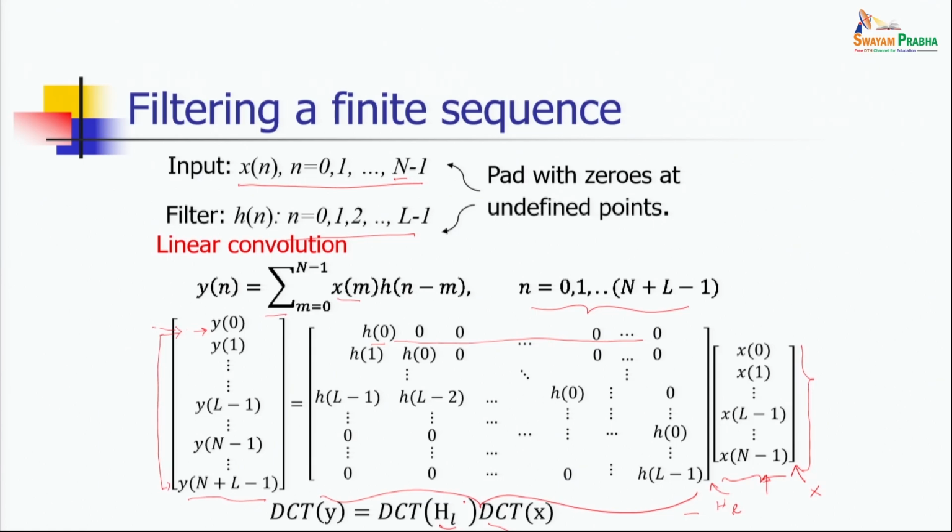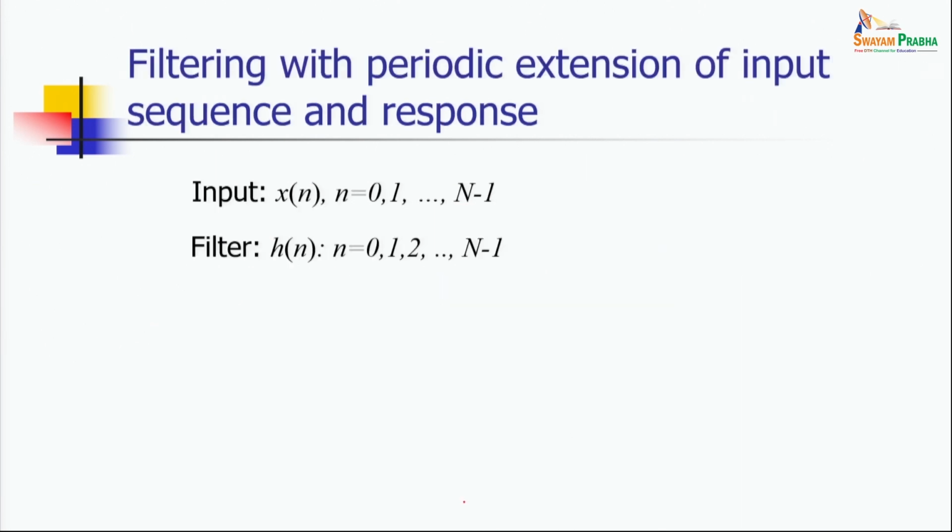But you can see that this multiplication itself, or the DCT of this block itself, will not be sparse. Though there are a lot of zeros, it will not be sparse. So the gain is little in this case. Then, filtering with periodic extension of input sequence and response.